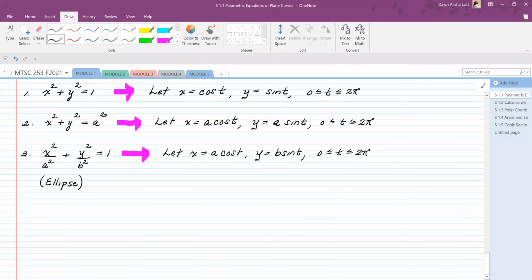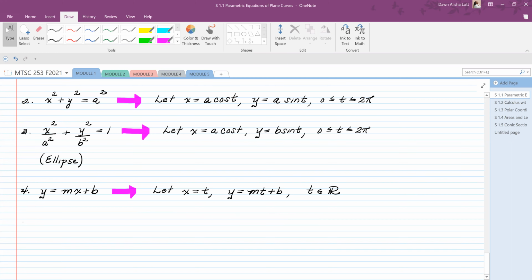Okay, here's an easy one. y is equal to mx plus b. What is that? It's just a line. It's just a line, okay? So I can let x be t, y can be m times t plus b, and t can be any real number. So I can parameterize that way.